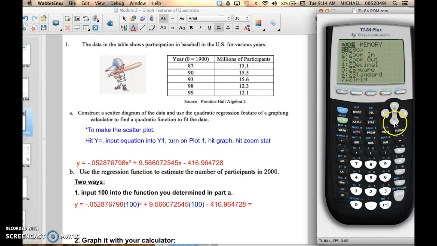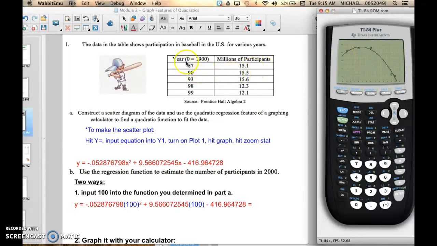But I'm going to hit zoom number 9. So zoom stat is the 9th option. I'm going to go down to zoom stat and hit enter. That just is going to give us the basic statistics window. And if you notice, we're now hitting the plots. So we've made a scatter plot, and we've also included our regression equation within the scatter plot. So if you see, this is a parabola shape. It's not a full parabola, but it fits it within the window.